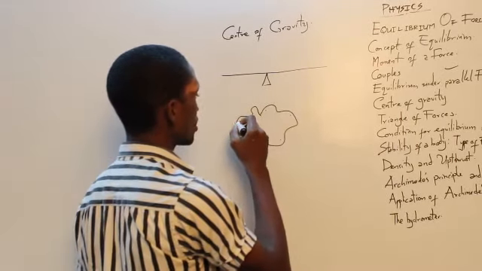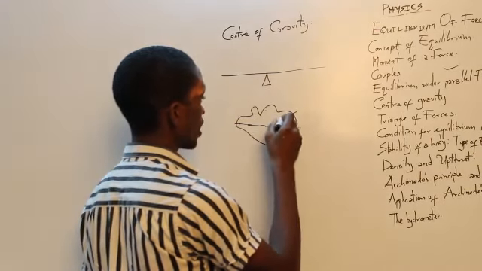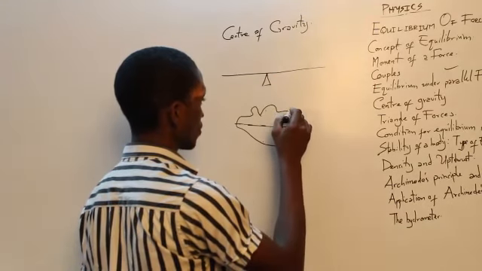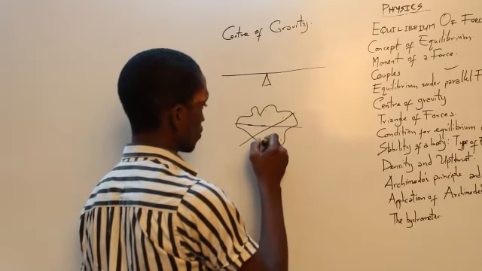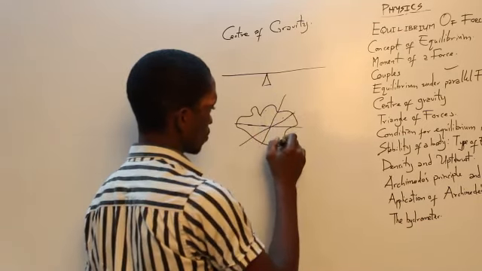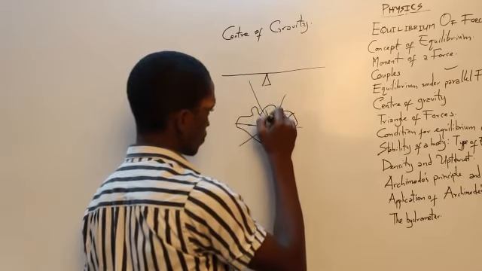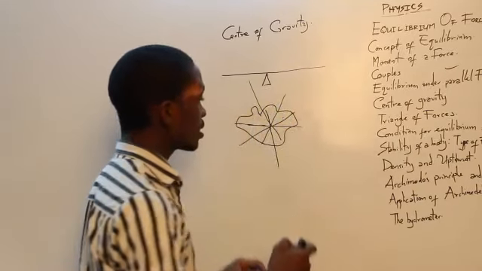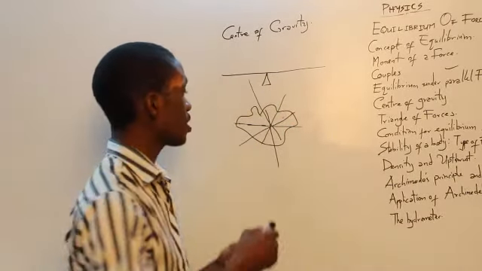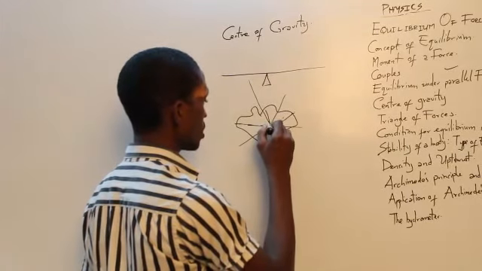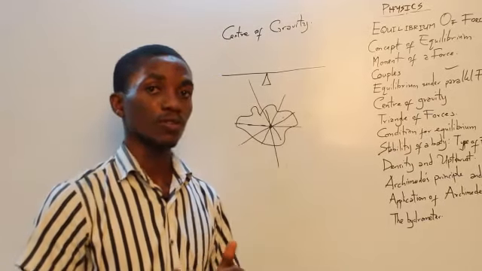While conducting this experiment, you could have something like this. The center of gravity will be where all the lines coincide. That place where all the lines meet. That would be your center of gravity.